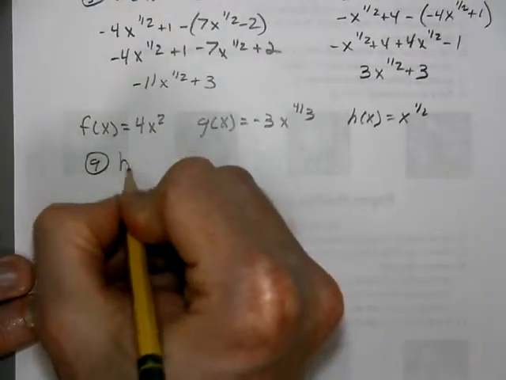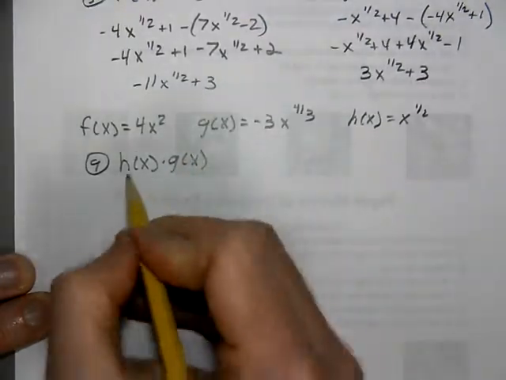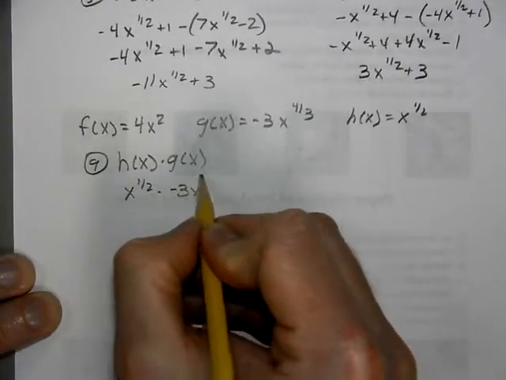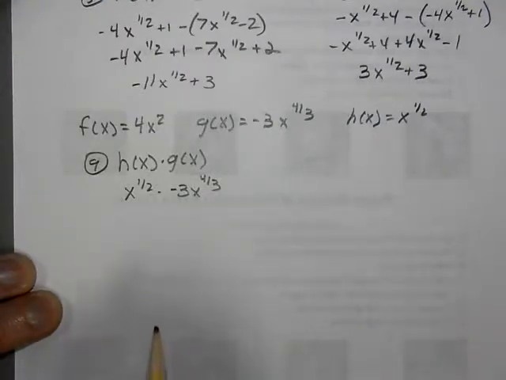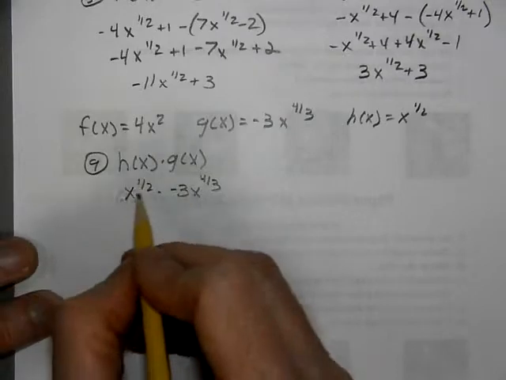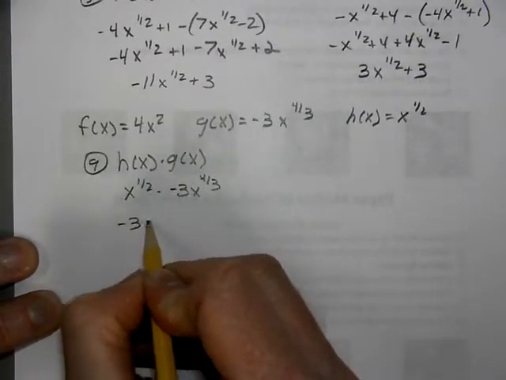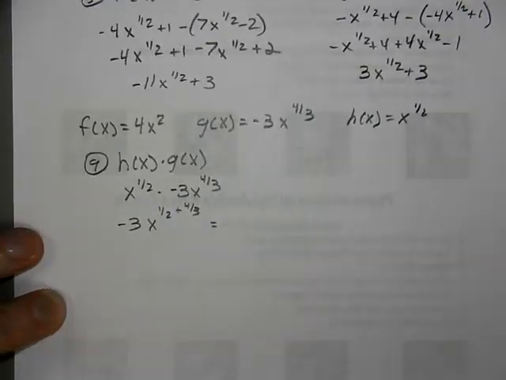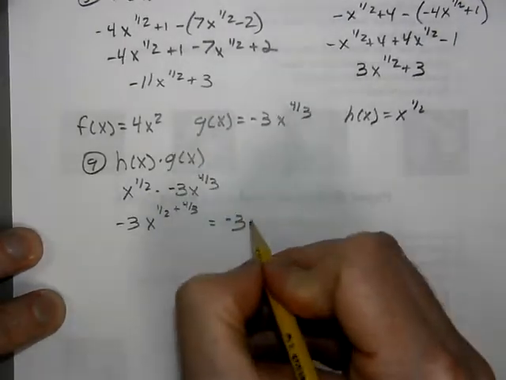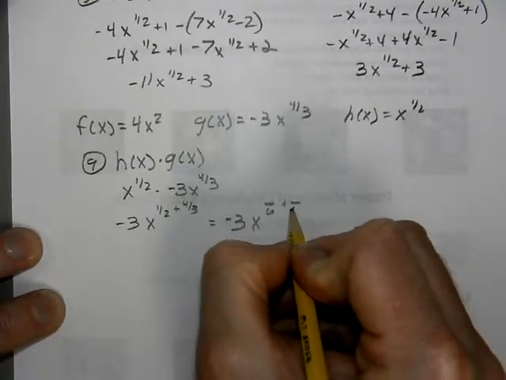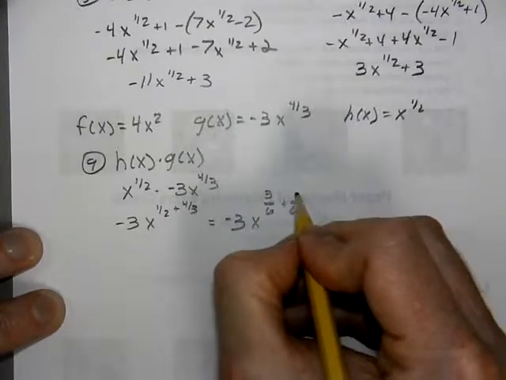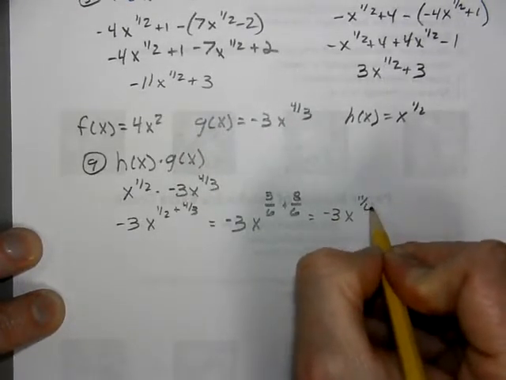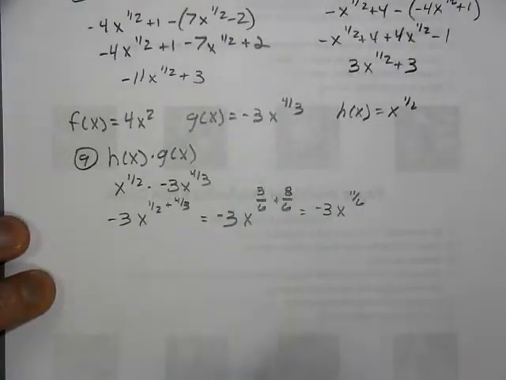So number 9, h of x times g of x. H of x is x to the 1/2 times g of x, which is negative 3x to the 4/3. We're going to have to add exponents. So 1 times negative 3 is negative 3. 1/2 plus 4/3. So common denominators. So we could leave the answer like that.